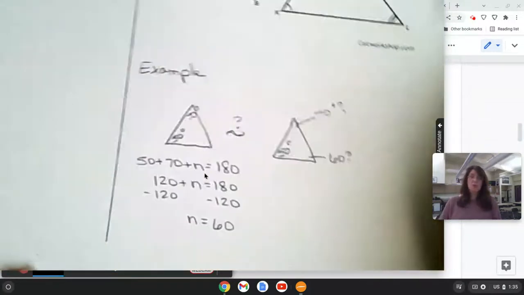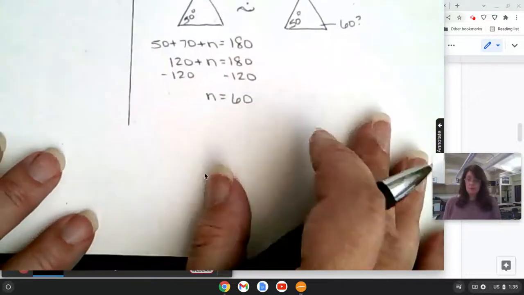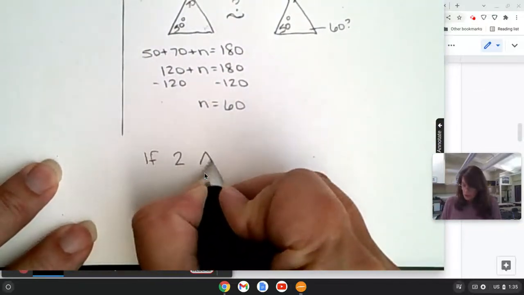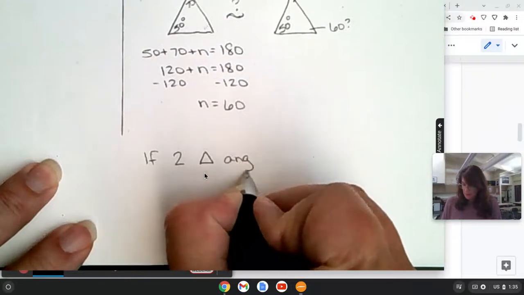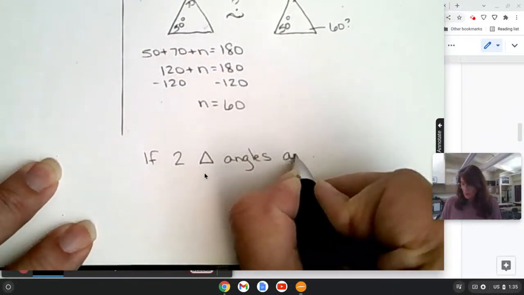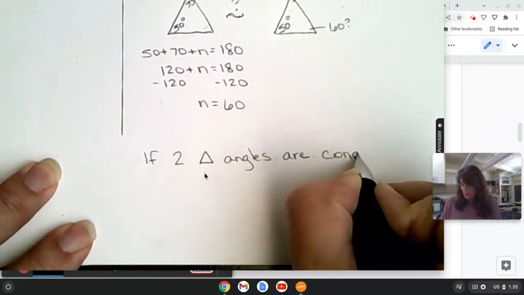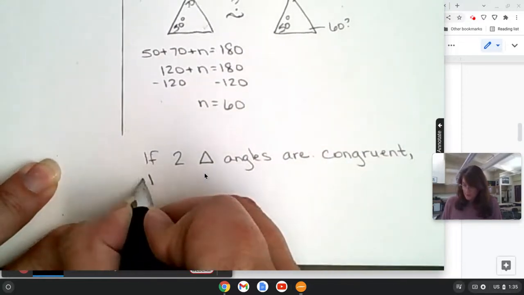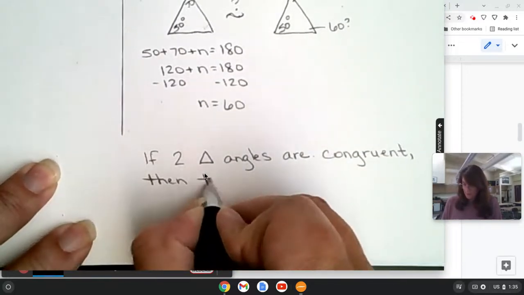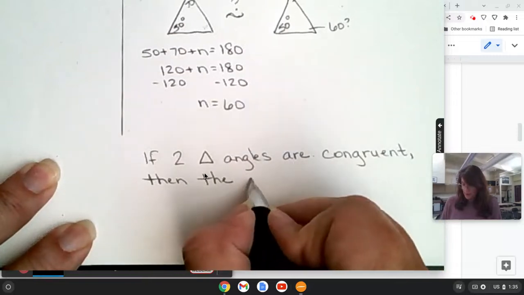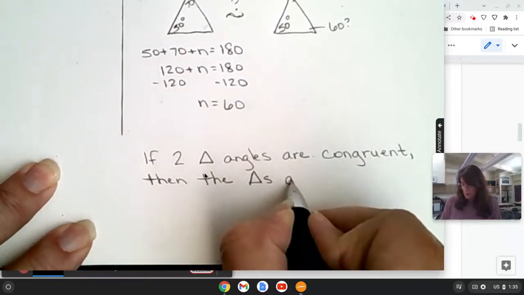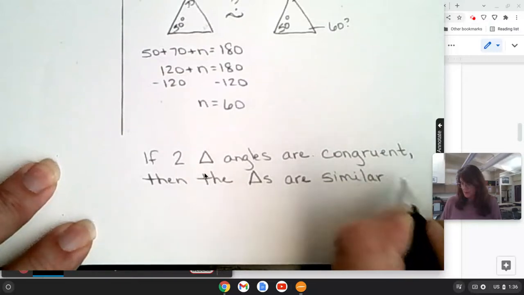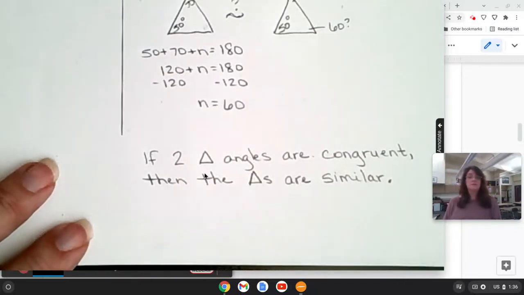Okay, so we're going to write that down one more time to really drive it home. If two triangle angles are congruent, then the triangles are similar. Period. All right.